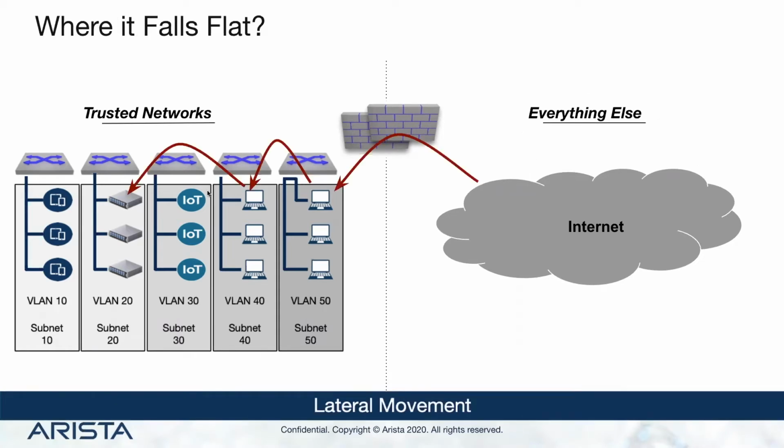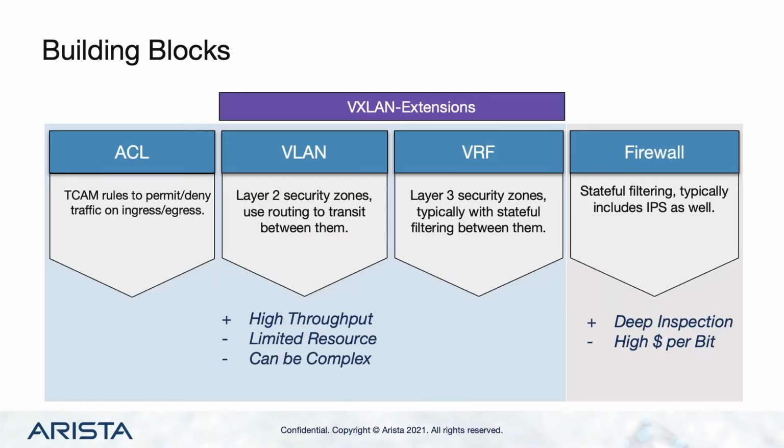Where this falls apart, though, is if an attacker is able to gain a foothold inside the trusted zone. Then they might be able to move laterally inside the network, completely bypassing security controls at the edge. So to help protect against this, we can deploy segmentation inside the network. ACLs, VLANs, VRFs, and firewalls. These, when used together, help form the layers of the networking segmentation model.